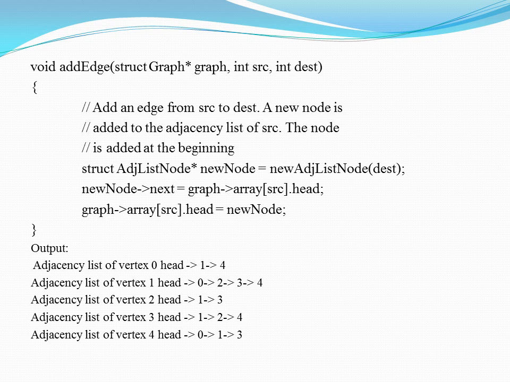Then the add edge method. In the add edge method, we are calling the new adjacency list node of destination first. Then in the next field we are storing the head value. After that, in the head we are storing the new node. This is the output for the adjacency list representation.